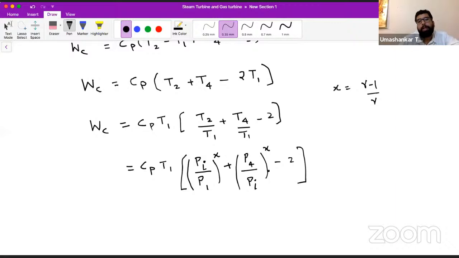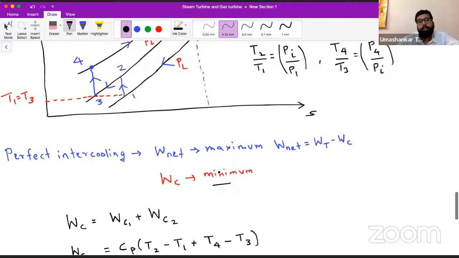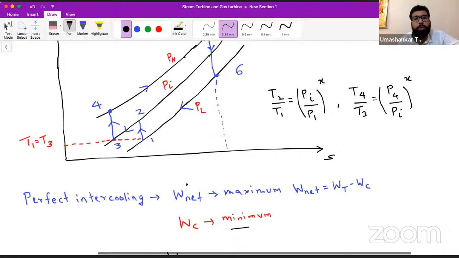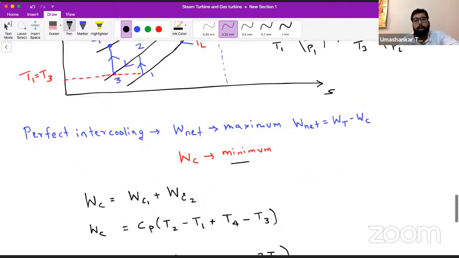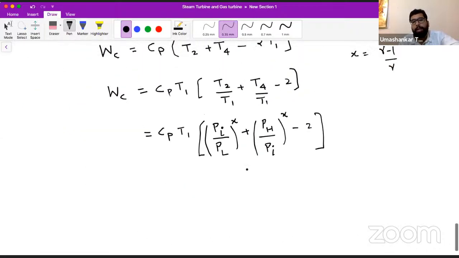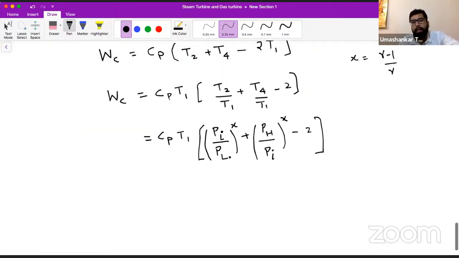Just to avoid the confusion between 1, 2, 4, 3 and all, can I write here the lowest pressure in the cycle, and here the highest pressure in the cycle? Will that be fine? Otherwise we may be confused in the game of 2, 3, 4 and all. So I am writing here pH by Pi, and here Pi by PL. Is that fine? So that we have no confusion.